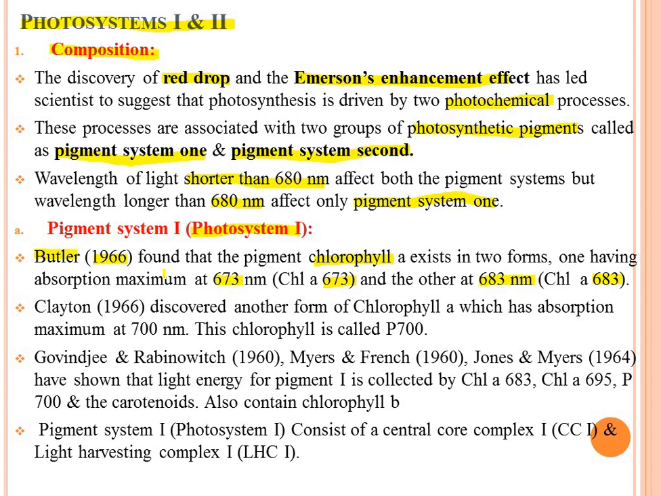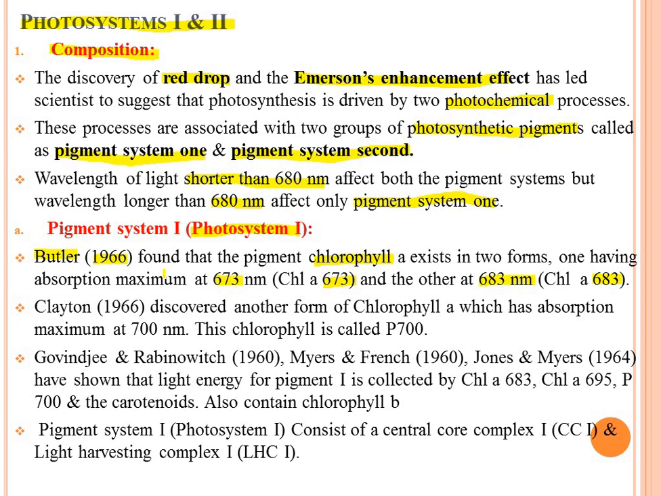See, photosystems are actually the main reaction centers. They absorb light energy in the form of photons and convert that light energy into chemical energy. Therefore, photosystems are very essential in the photo part. According to Butler, two types of chlorophyll are present in photosystems.